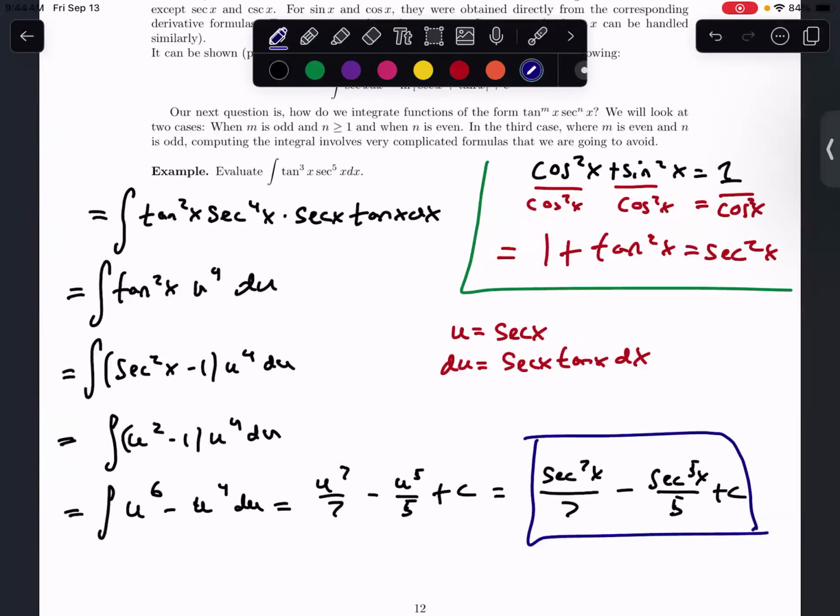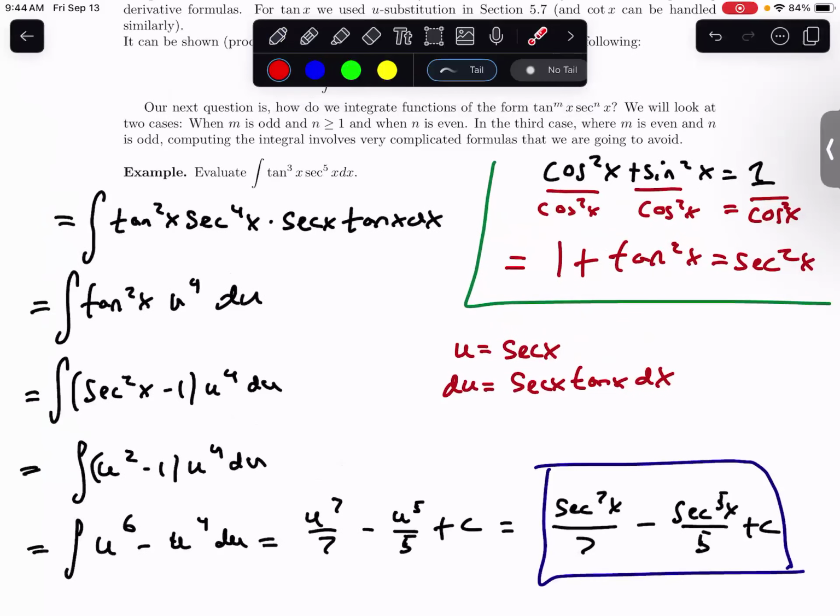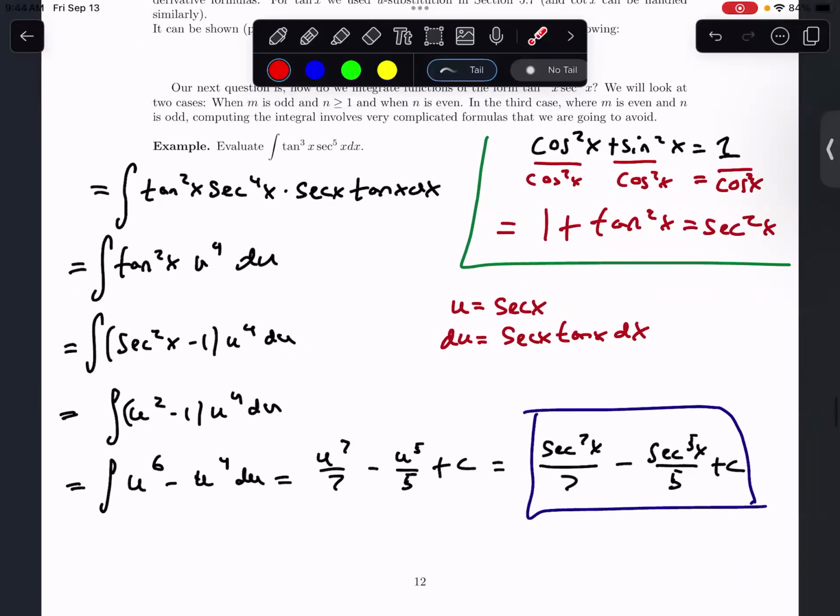So in factoring out the secant tangent, we made it so the power of tangent ended up being even, which made it so we can eventually translate everything in terms of secant. And we also have it so if we let u be secant, the derivative ends up being secant tangent. So everything translates really nicely. Have any questions about this example?